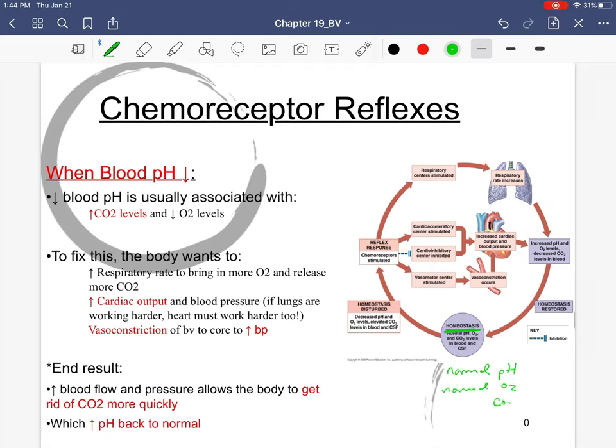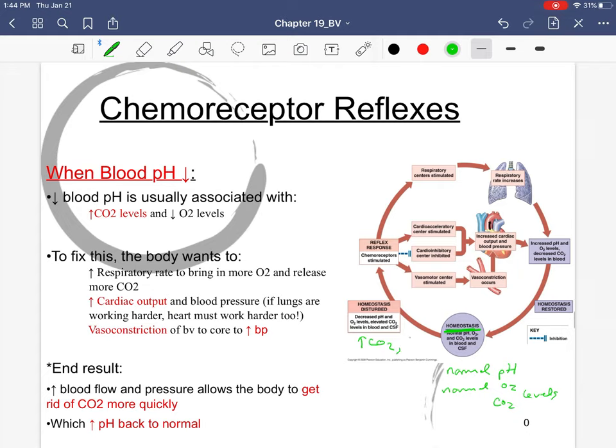So here we have a normal pH, and we have normal oxygen and CO2 levels. We like that. We like in the bloodstream when the pH is where it should be, between 7.35 and 7.45. And that means that we're having normal oxygen and CO2 levels. But of course, things change in the body.